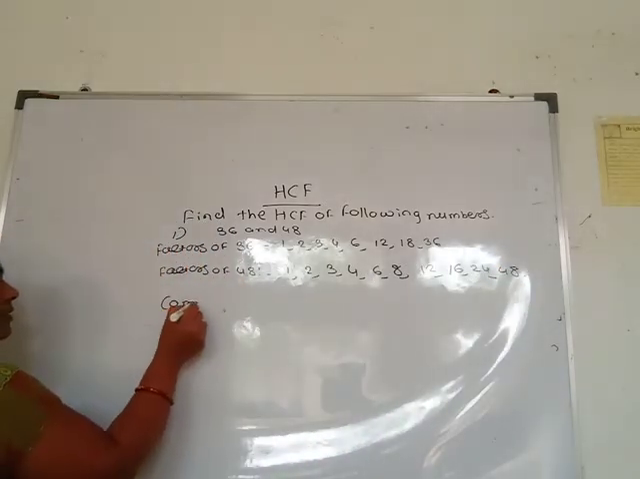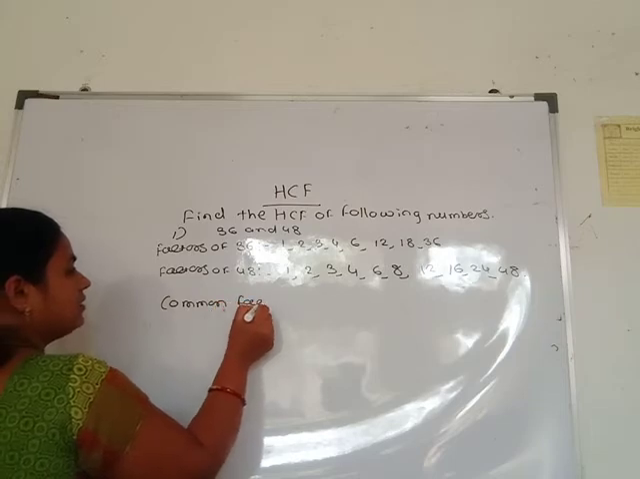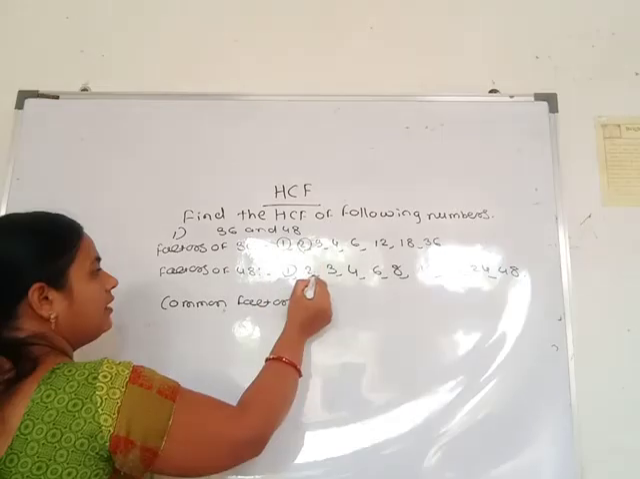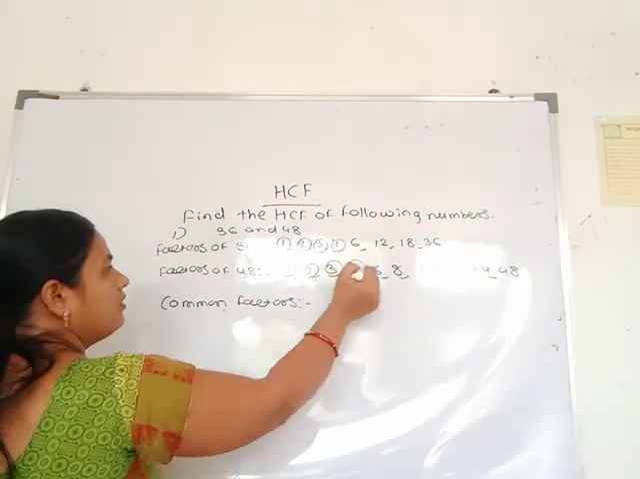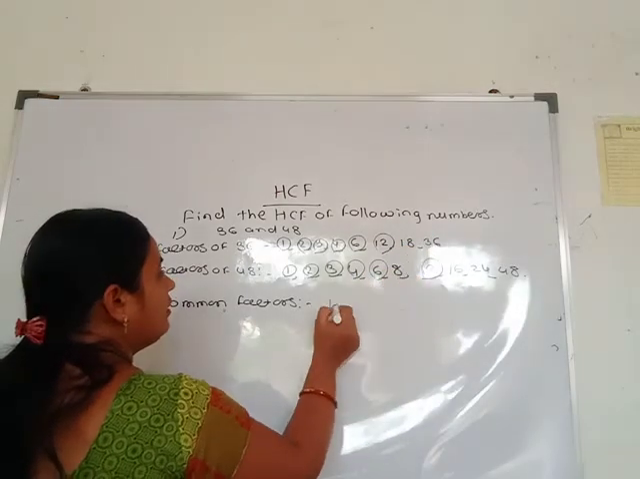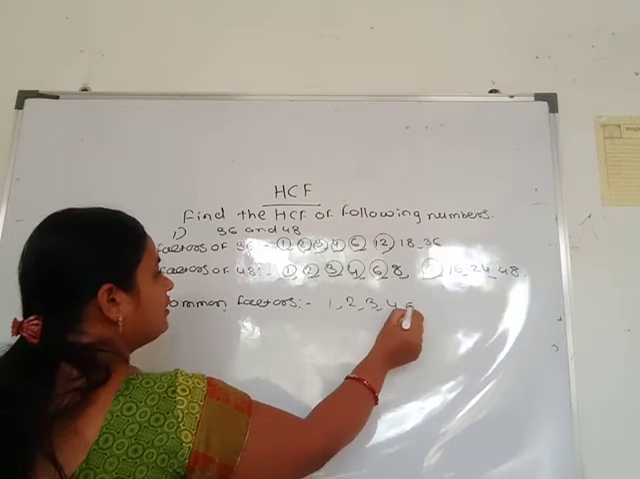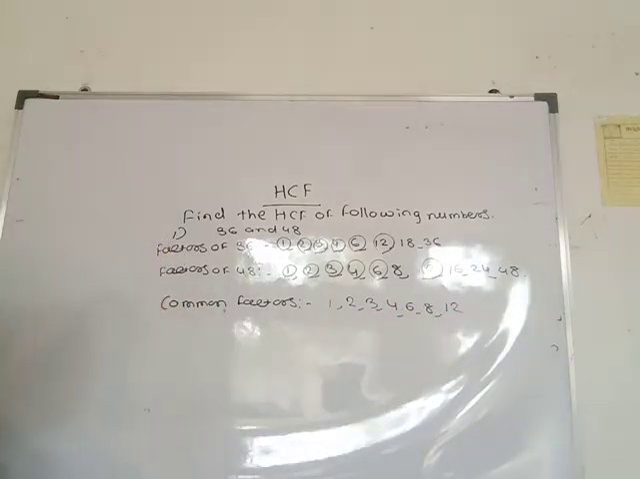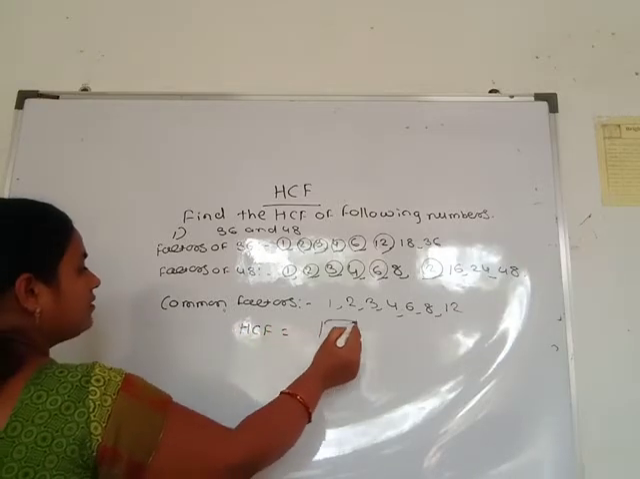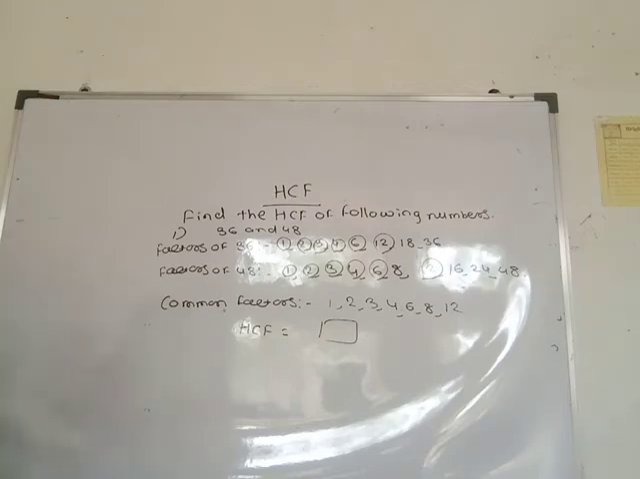Then in these two numbers you write the common factors. Which numbers are the same? 1, 2, 3, 4, 6 and 12. Then in all these numbers, which is the biggest? The HCF, the highest common factor, is the biggest number among these common factors. It is 12. Then you write the answer, 12.